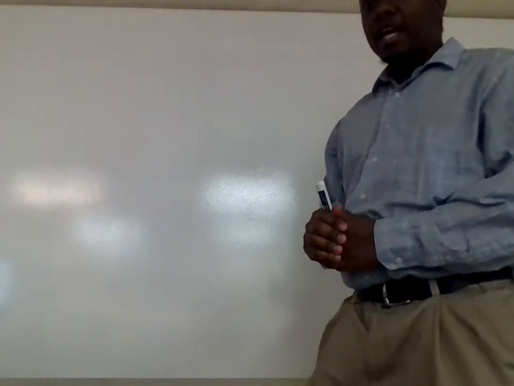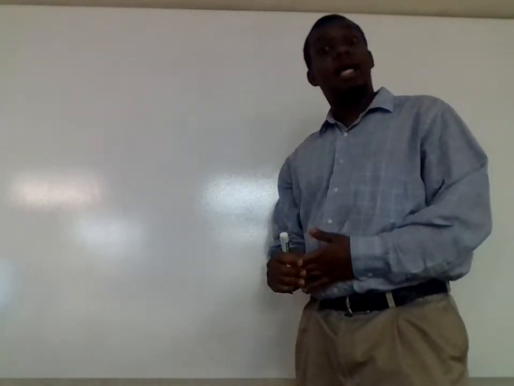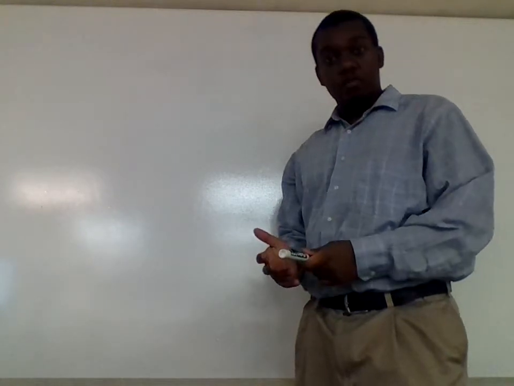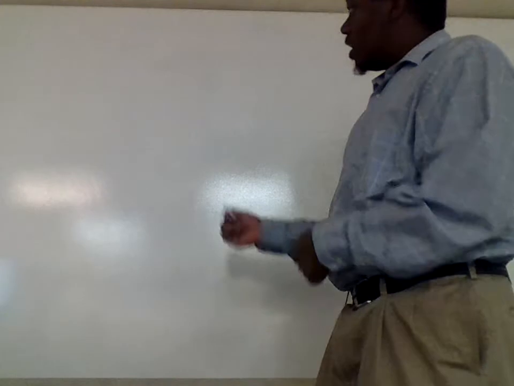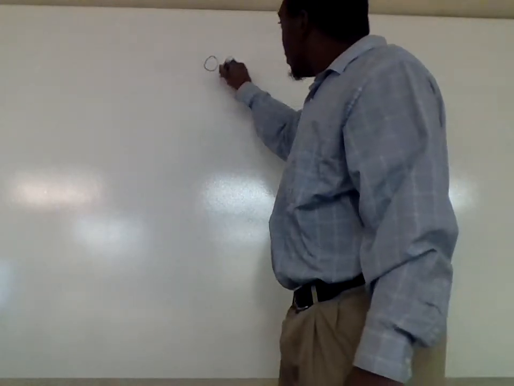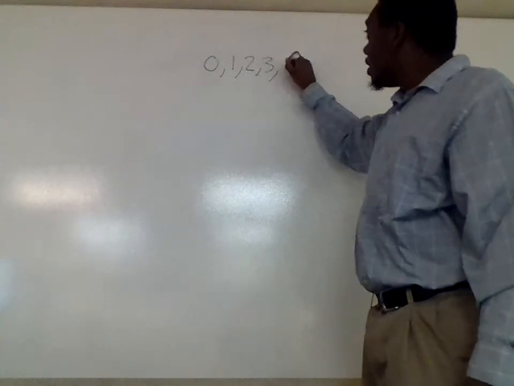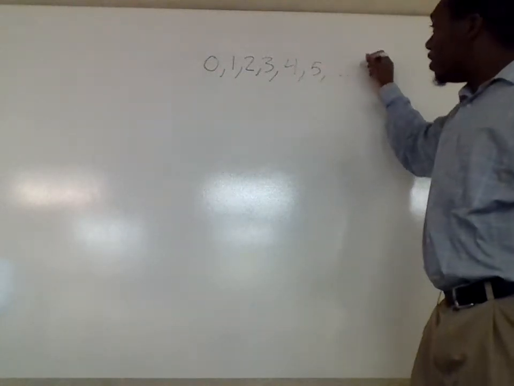All right, so today I am going to talk to you about whole numbers, how to add, subtract, multiply, and divide whole numbers. Let's first start with what a whole number is. So our whole numbers are 0, 1, 2, 3, 4, 5, and then we continue going.